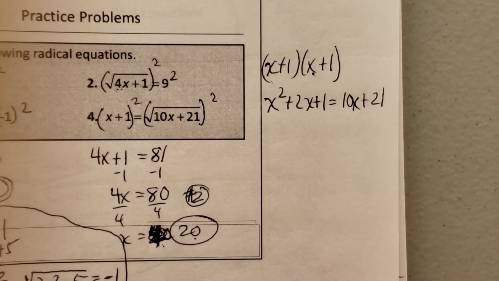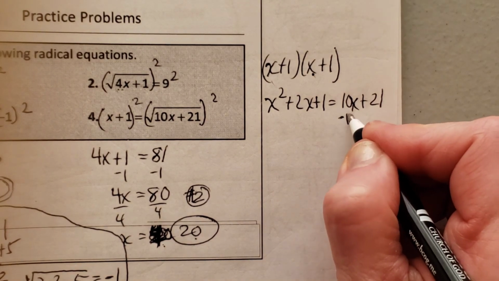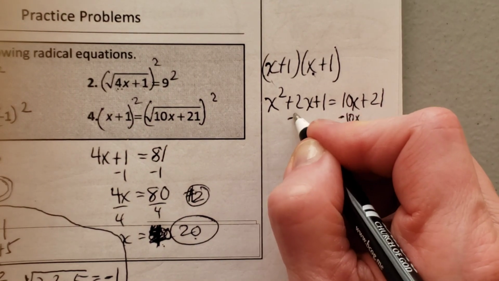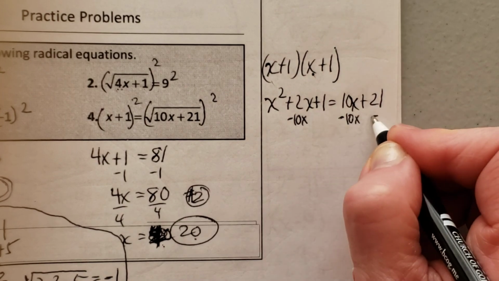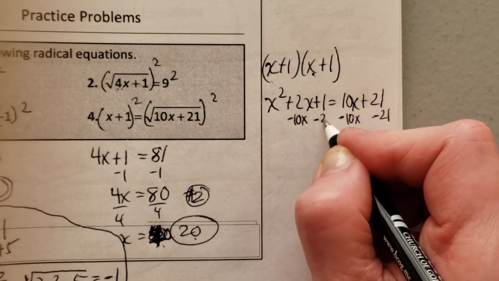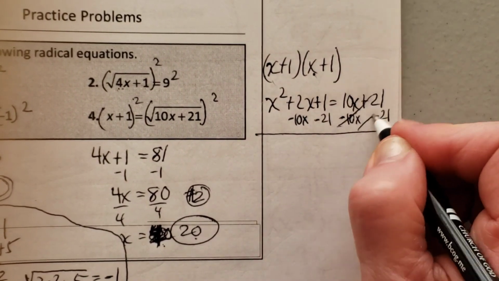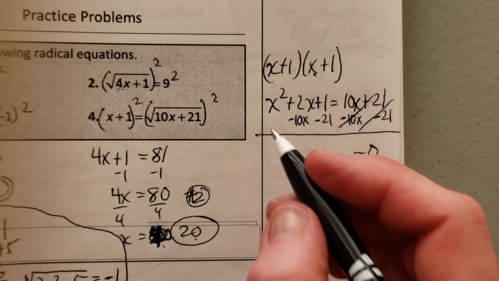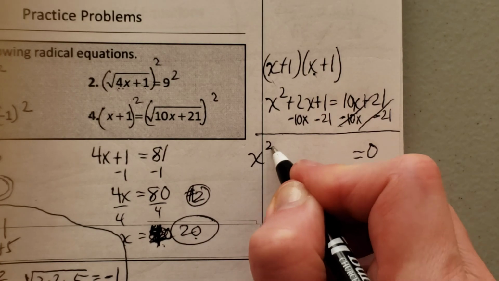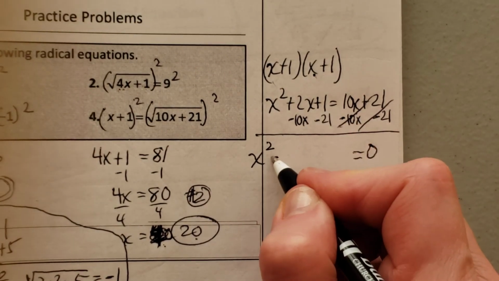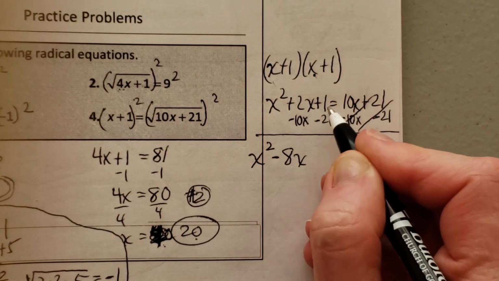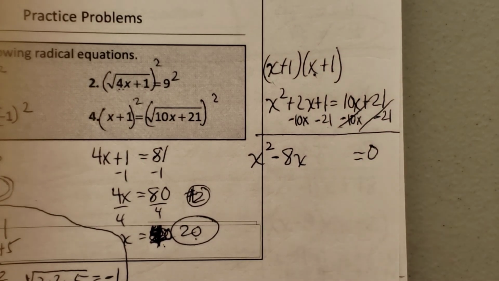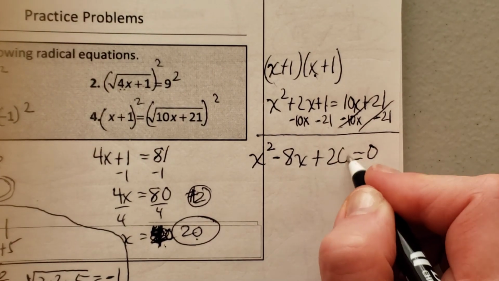All right, I want my x squared to be positive, so I'm going to move my 10x and my 21. And both of those will cancel, so I'll end up with 0 on the right of the equal sign. So I have x squared, and then 2x minus 10x is negative 8x. 1 combined with negative 21 is negative 20.